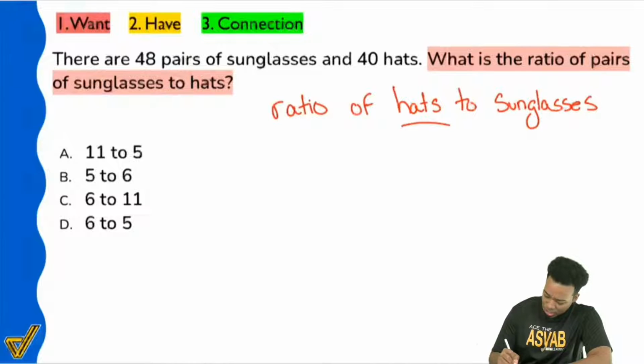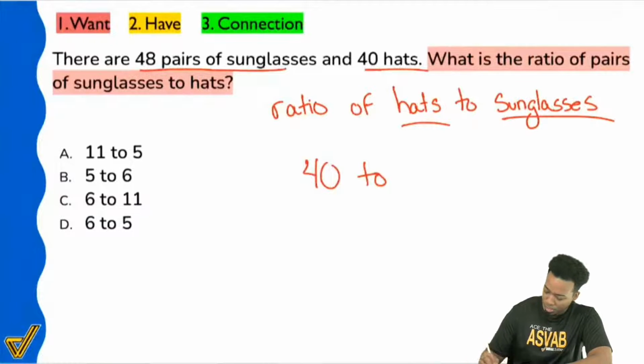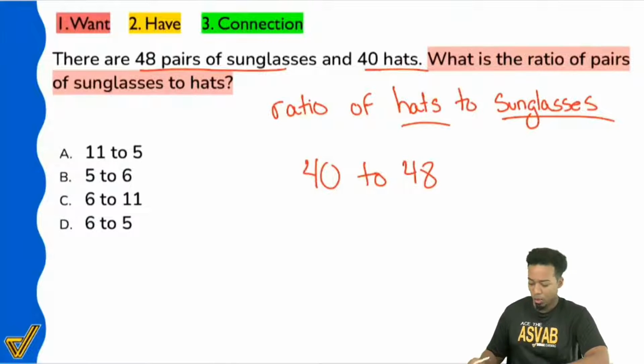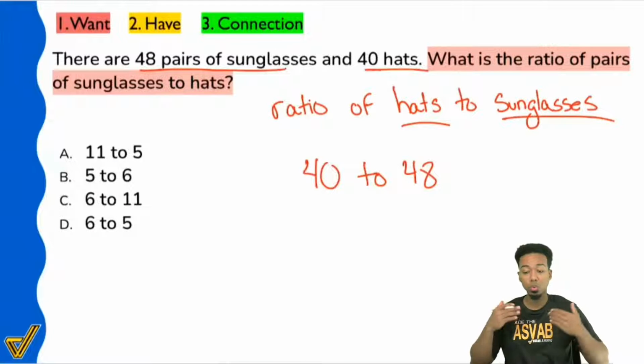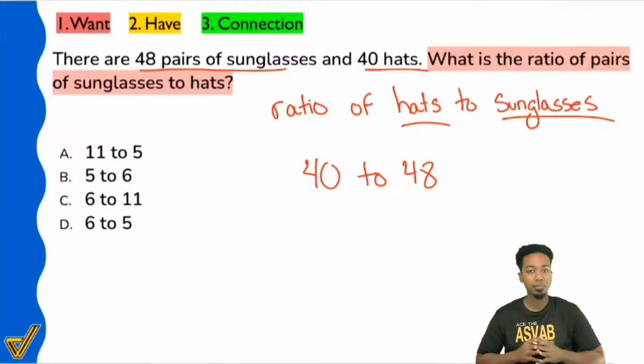Hats. Okay, it says there are 40 hats. So I'm going to say 40 for hats. And then it says 48 pairs of sunglasses. So I write 40 to 48. Everyone, what's wrong about what I just did here?